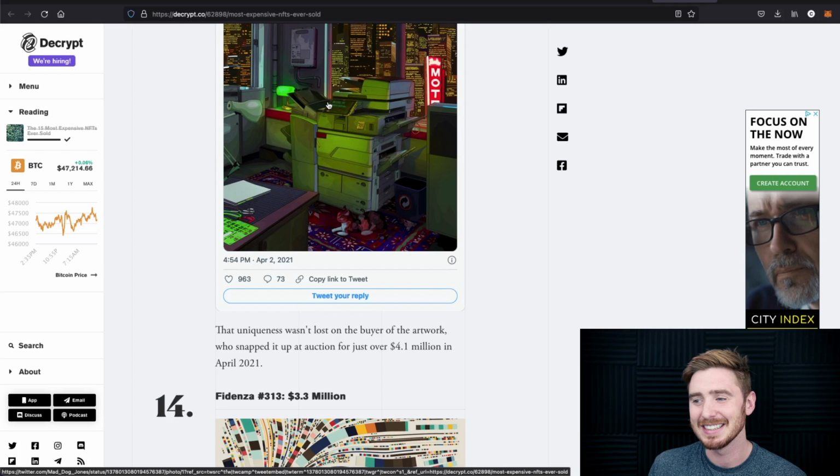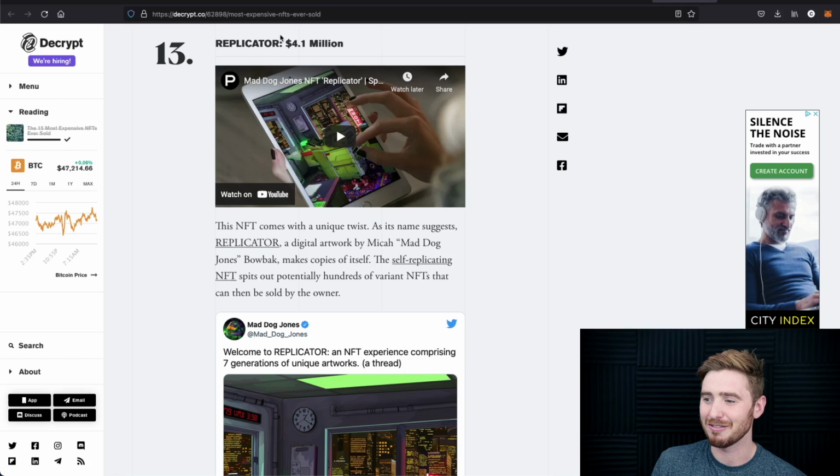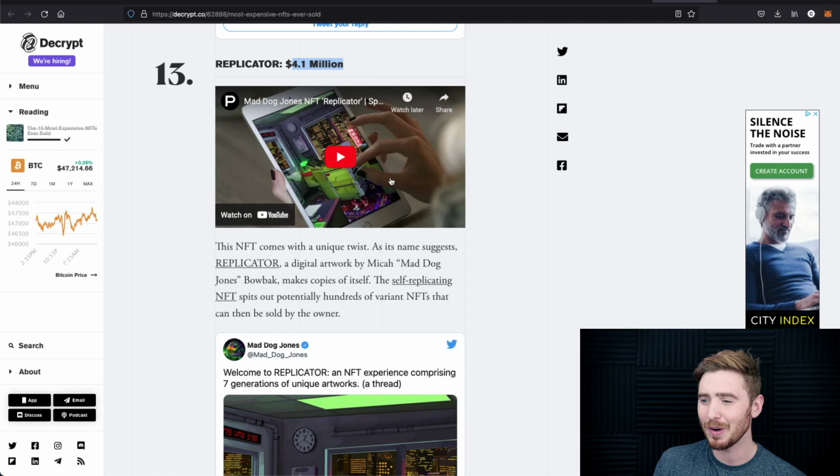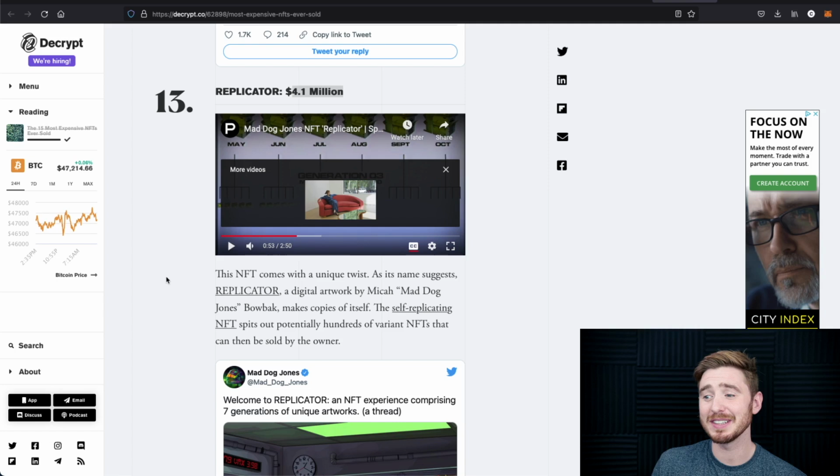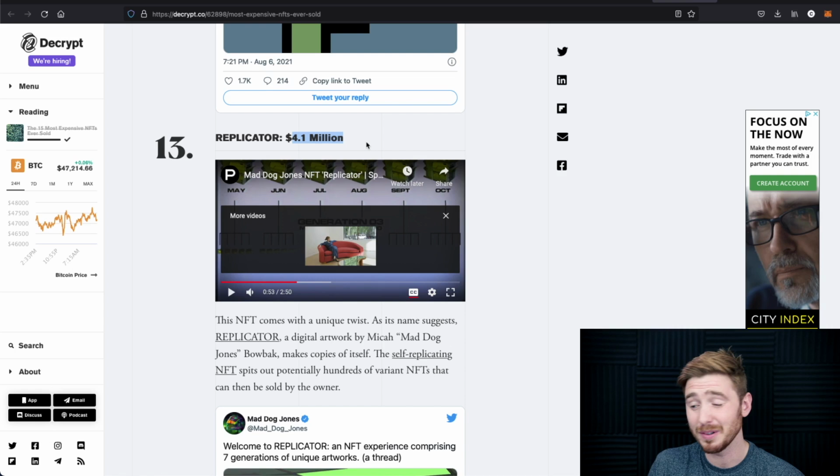So moving on to number 13, we have Replicator, which sold for $4.1 million. This NFT comes with a unique twist, as its name suggests. The Replicator, a digital artwork by Mad Dog Jones, makes copies of itself. The self-replicating NFT spits out potentially hundreds of variant NFTs that can be sold by the owners. Wow, so it seems like that could actually create some passive income and maybe would make its own money back after a little bit of time.